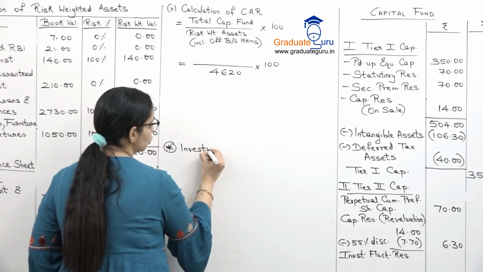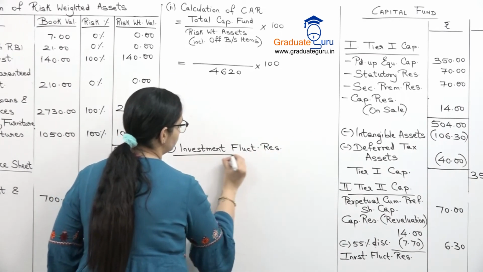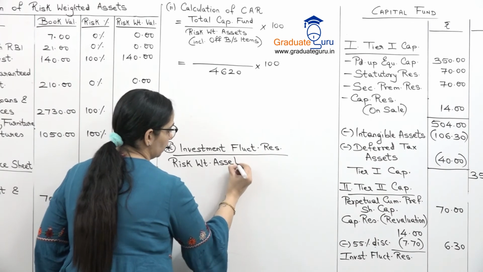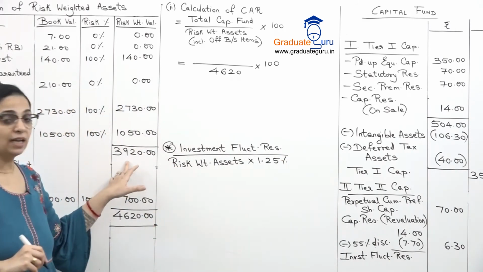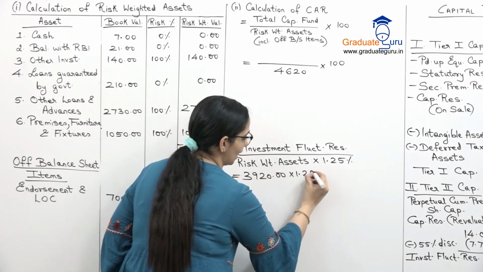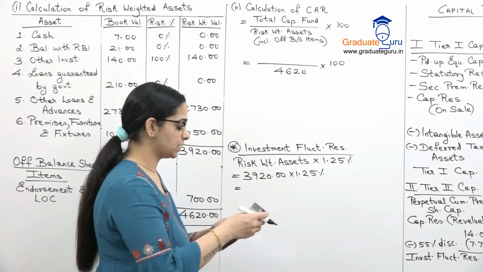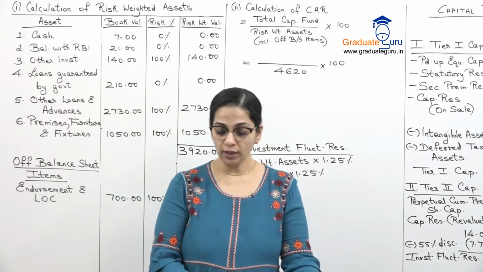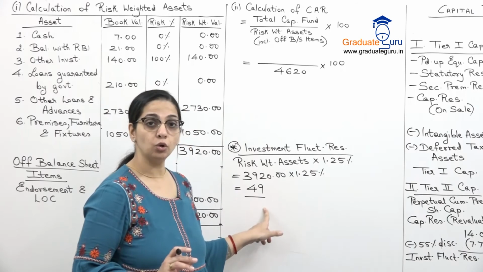So, for our investment fluctuation reserve, let us see how much we are allowed to take to our tier 2 capital. So, risk-weighted assets into 1.25%. So, that is 3920 into 1.25%. Let's calculate that. So 3920 into 1.25%, we get 49. And if we see the sum, our actual investment fluctuation reserve is 70. So that will not be allowed. We will have to restrict it to this.